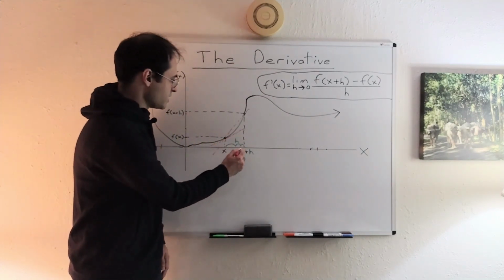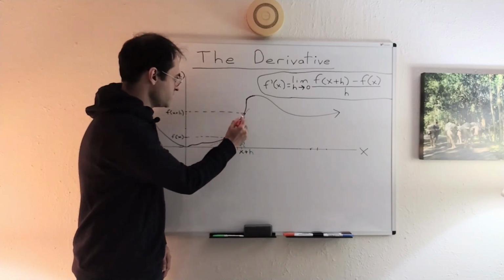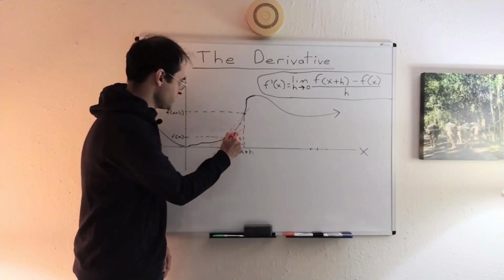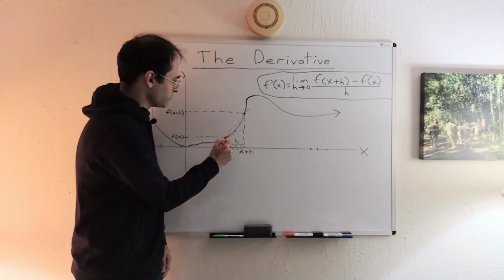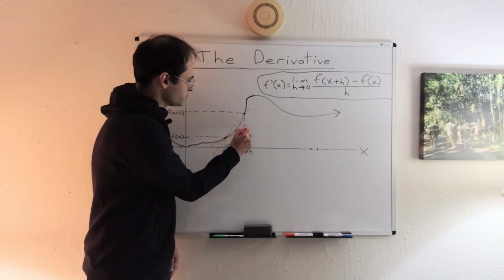But as h gets smaller, remember it's going to 0. We'll keep moving along here and we'll keep finding the slope from here to here, and then here to here, and here to here. And as we get closer and closer, what we'll get is the tangent slope.